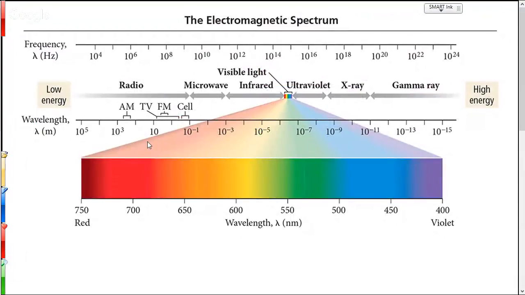All right. Let's talk about some light. So have you seen this before? You like it? You like the magnetic spectrum? This is the spectrum of light. Light is a form of energy, and it can be described in a few different ways.